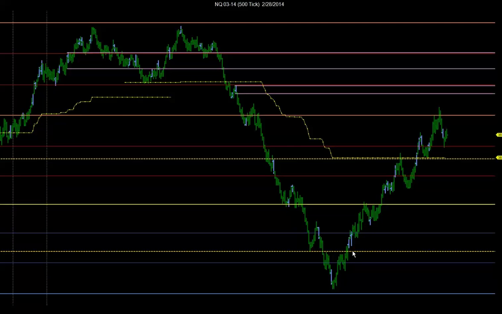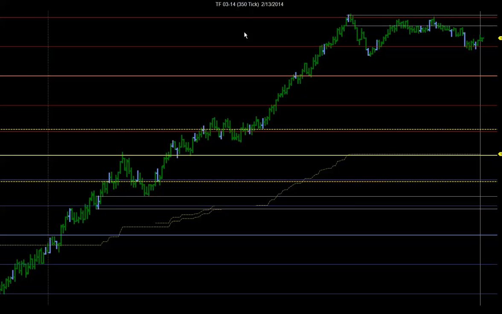I tend to be more conservative, and as I said earlier, I trade in the morning hours, but a more aggressive trader may take that and have the full trip back up. Next chart of the TF.